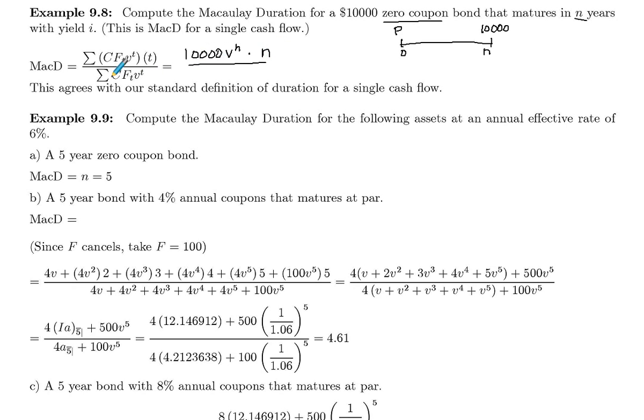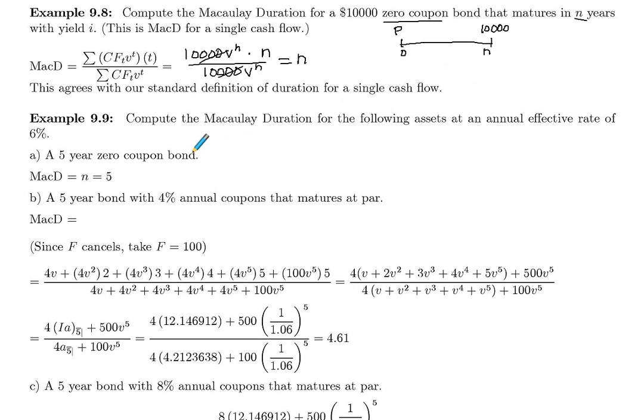And then we're dividing by the sum of the present values of the cash flows, which is just 10,000 v to the n. And then these cancel, and we just get n as we expected. So this agrees with our standard definition of what duration should be for one single cash flow. It's just the time to the cash flow.